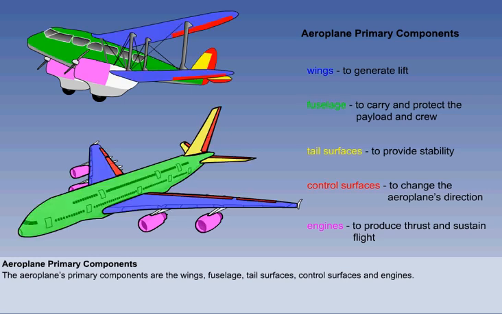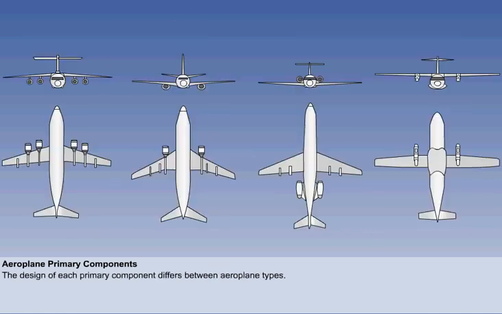The 5 primary requirements of an aeroplane are therefore met by these 5 primary components: the wings, fuselage, tail surfaces, control surfaces, and engines. Although all powered aeroplanes have the same primary components for flight, we notice that the actual design of these components is quite different.